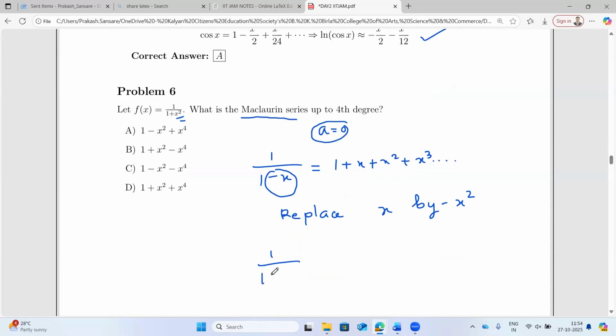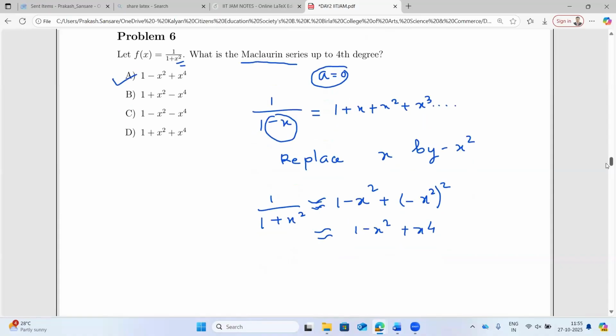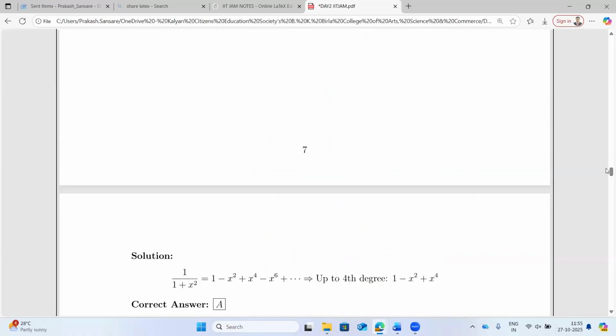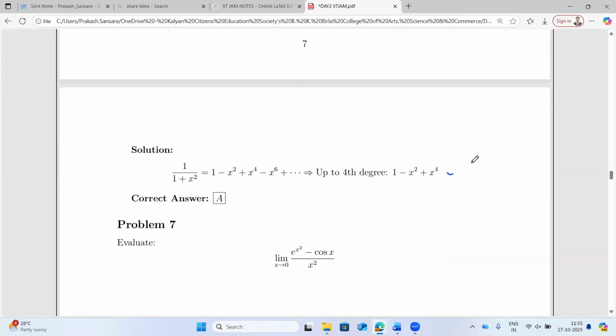So what you'll get? 1 upon 1 plus x square will be 1, and now x by minus x square, you'll get minus x square plus minus x square whole square, and you need up to degree 4 only. So this is equal to 1 minus x square plus x raised to 4. I think option A is correct. Is this okay?